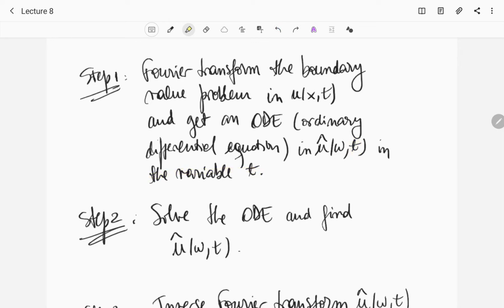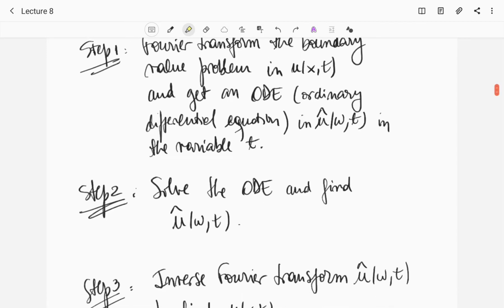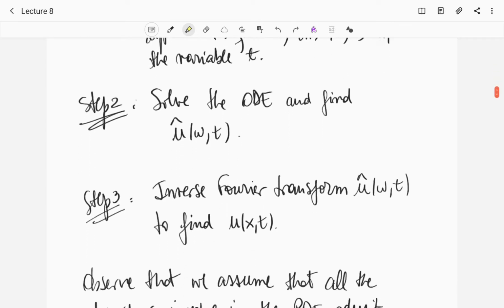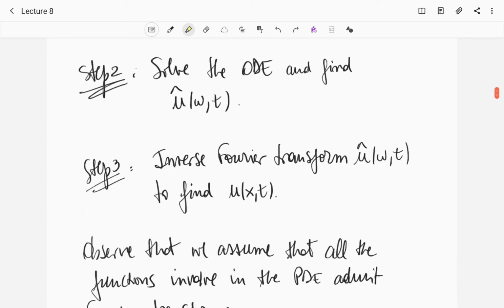And this is supposed to be an easier equation, something that now we will know how to solve with the techniques that we learned in lectures 1 and 2, let's say, mainly 1. Okay. So, second step, we solve that ODE that we got in the first step, and we find the expression of the Fourier transform of u in omega t.